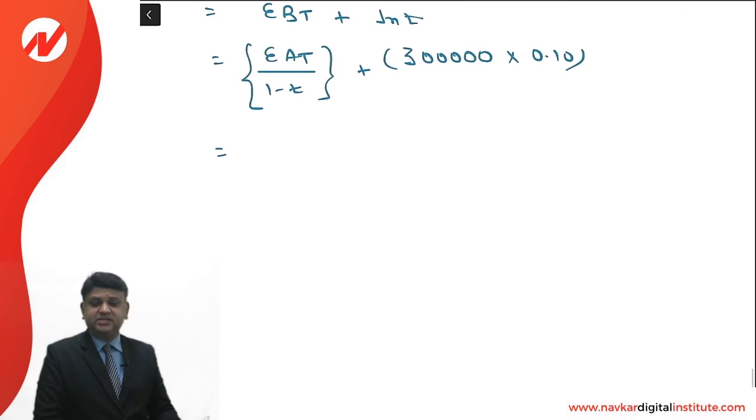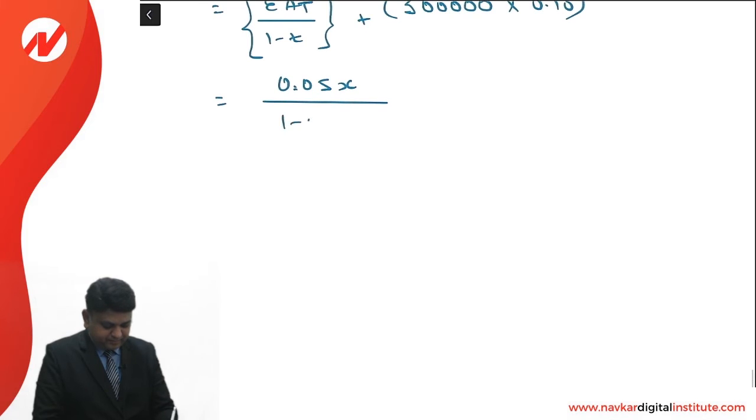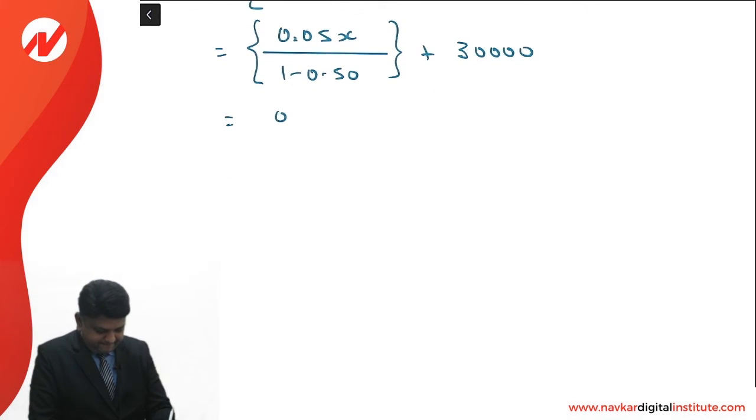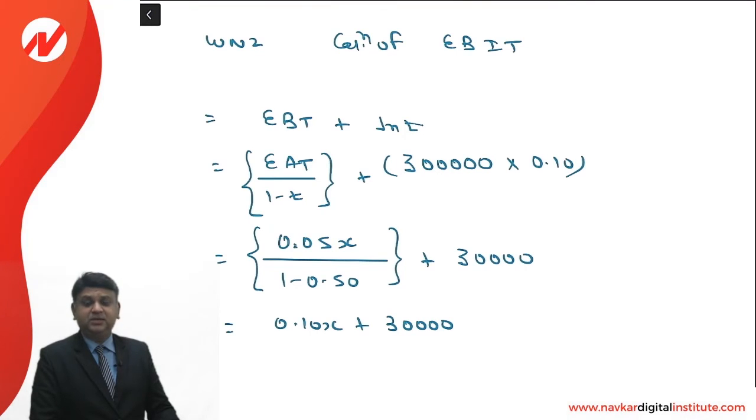What is earning after taxes? It is 5% of the sales. As we have assumed that sales is X, so this will be 0.05x. Income tax rate is only 50%. So this is EBT plus 30,000. So the final answer is 0.10x plus 30,000. This is the way EBIT is calculated. Now using the DOL, we'll make further calculation.